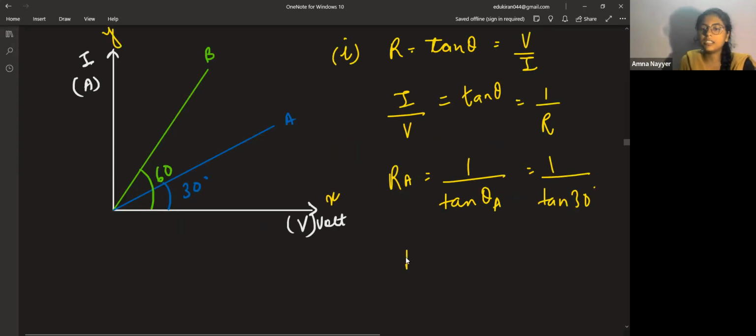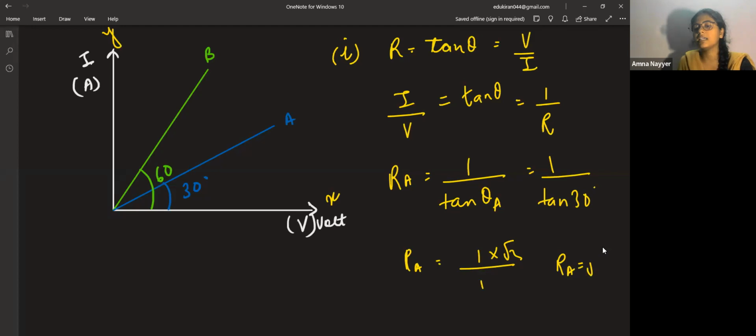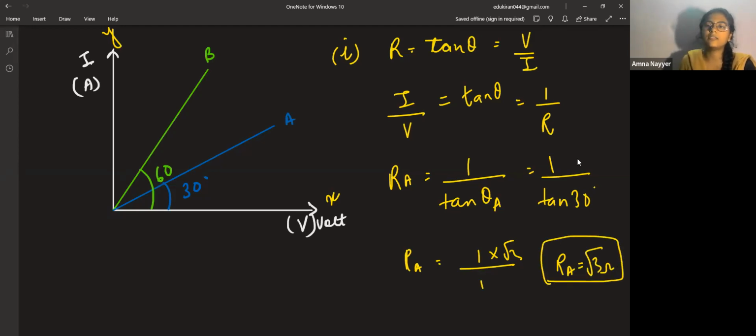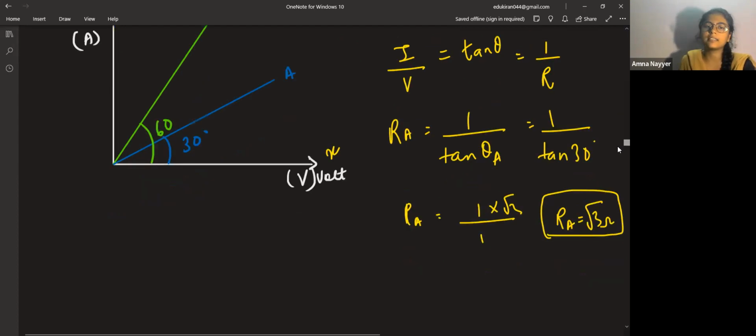Understood? See, resistance of A will be what? Tan 30 is what? 1 by root 3. So 1 by root 3 will go above. So RA is root 3 ohms. Ohm is the SI unit for it. This we haven't discussed. Now we'll discuss this.